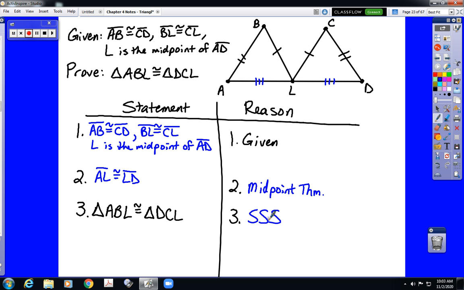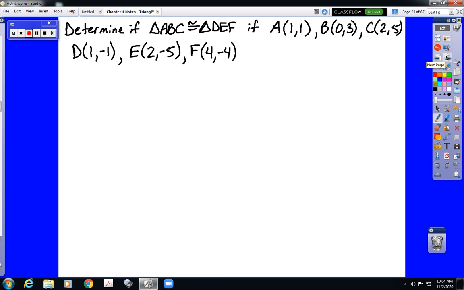This is one of those rare situations in geometry where the proofs themselves are actually easier than the non-proof questions that could come up. So let's take a look at an example of a non-proof question with the side, side, side postulate. Here we're asked to determine whether or not a pair of triangles, ABC and DEF, are congruent if A is located at 1, 1 on the coordinate plane, B is located at 0, 3, C is located at 2, 5, D is located at 1, negative 1, E is located at 2, negative 5, and F is located at 4, negative 4.